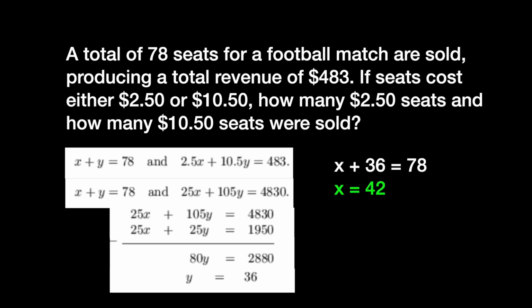Finally, we plug in, and we can do x plus 36 is equal to 78, and so we subtract 36 from both sides, and x is equal to 42. Thus, 42 of the $2.50 seats and 36 of the $10.50 seats were sold.